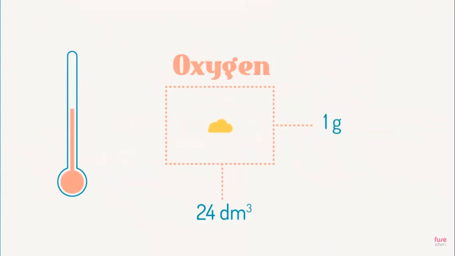Therefore, 1 gram of oxygen gas at room temperature occupies a volume of 24 divided by 32 decimeters cubed. And so, 4 grams of oxygen gas at room temperature occupies a volume of 4 times 24 over 32 decimeters cubed, or 3 decimeters cubed. Did you get it right? Well done.